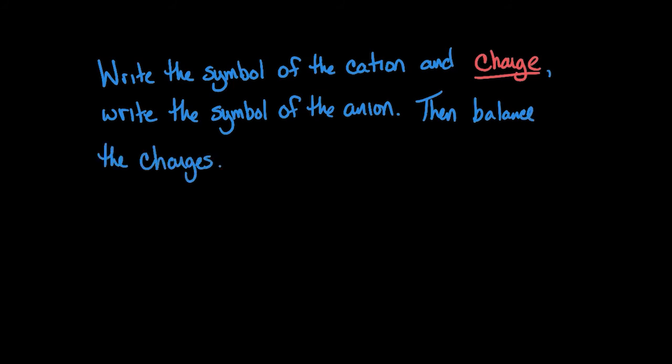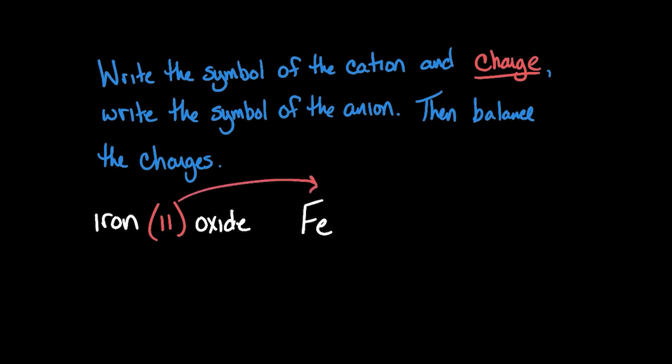Let's use a couple of examples from earlier to see this process. So for iron 2 oxide, I know my metal is iron, Fe, and its charge is specified by the Roman numeral in the name, +2. I know that oxide is oxygen with a -2 charge, and in this case, those charges cancel each other out. My chemical formula is just FeO.